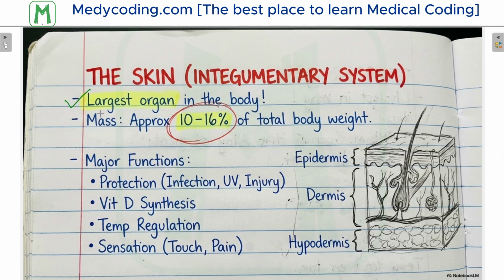Skin is the largest organ in the body. It is around 10 to 16% of the total body weight. So, what are the major functions of the skin? The first important function is protection. Skin protects us from the outside environment, like infection, UV light, and also from injury up to some extent. It also helps in vitamin D synthesis, okay? Next is temperature regulation. So if we feel hot, then the body will release sweat to decrease the temperature. Also, we feel sensation because skin is also a sensory organ.